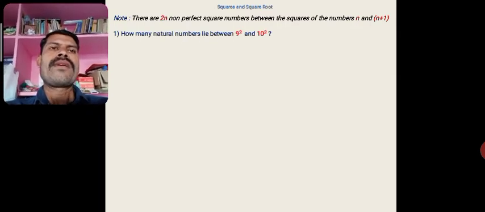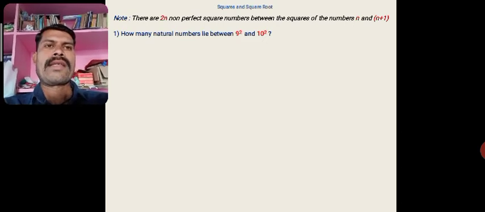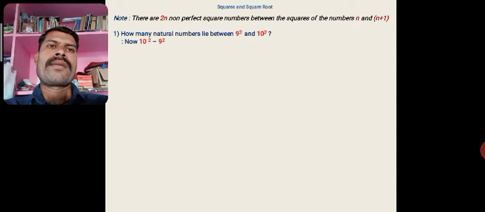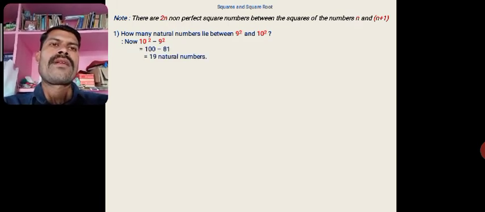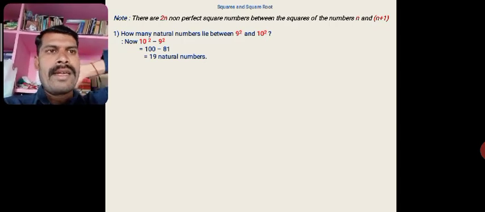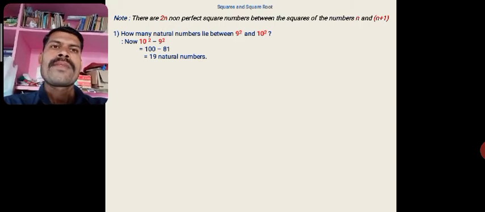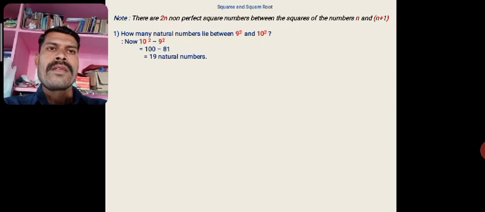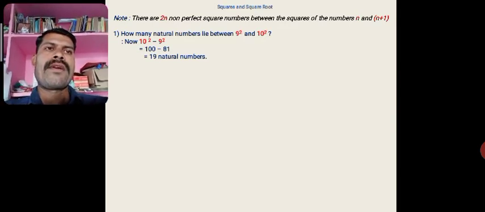How many natural numbers lie between 9 square and 10 square? Let us calculate by using that rule. That is 10 square minus 9 square, which means 100 minus 81. So 19 natural numbers will be there between 9 square and 10 square. For any two consecutive squares, the difference of those two squares will give the number of natural numbers between them.